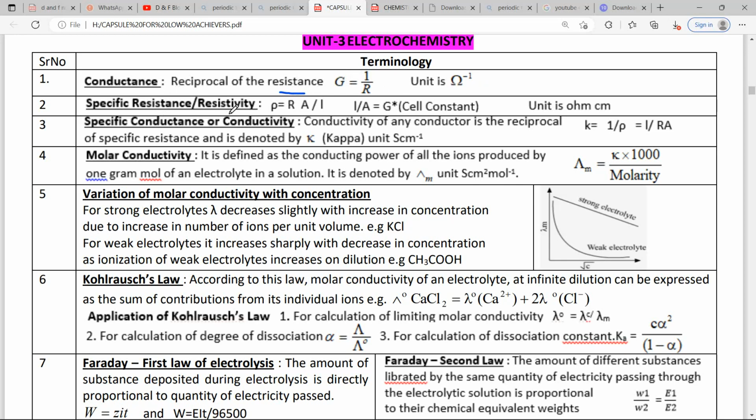Specific resistance or resistivity. The formula to be used here is rho is equal to R into A by L. L by A is equal to G, nothing but the cell constant. The unit is ohm centimeter.